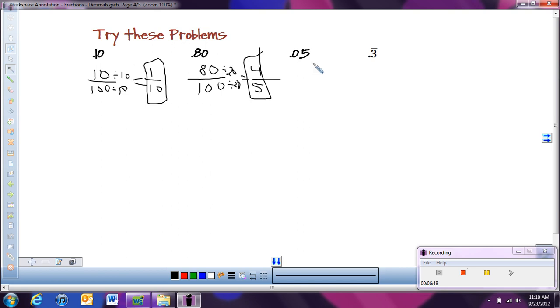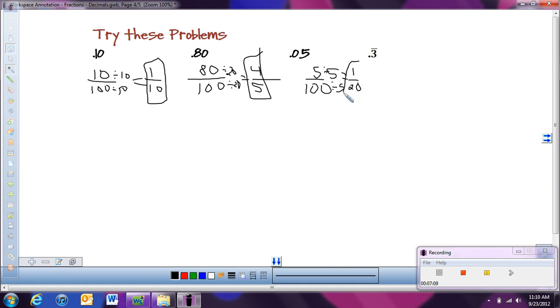Our next one is 5 hundredths. So again, we have over 100, but on the top we'll have 5 over 100. And 5 will go into both 5 and 100. So I'm going to divide by 5 on the top and the bottom and get 1/20.